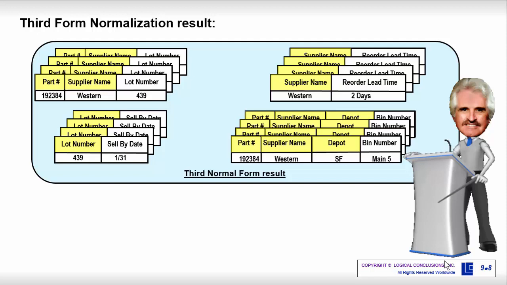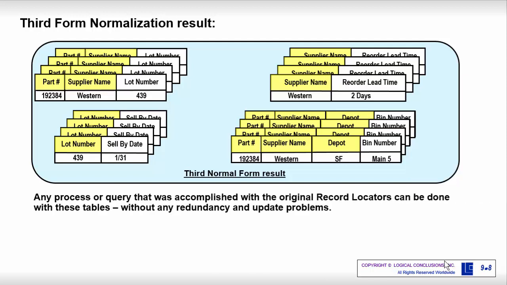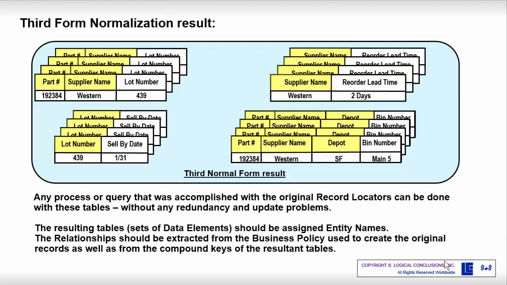I remember the goal of normalization in my mind with the phrase, data elements are dependent on the key, the whole key, and nothing but the key, so help me Codd. Oh well. It's worthwhile stating that any process or query that was accomplished with the original parts location records, in my example, can be done with these tables, without any redundancy and update problems.